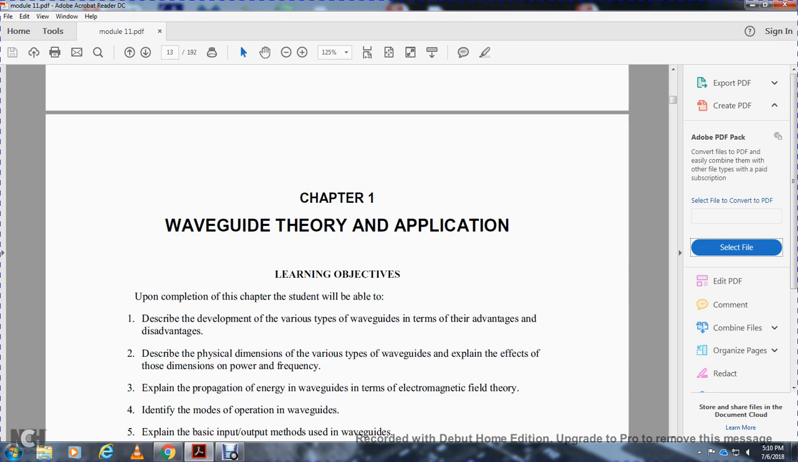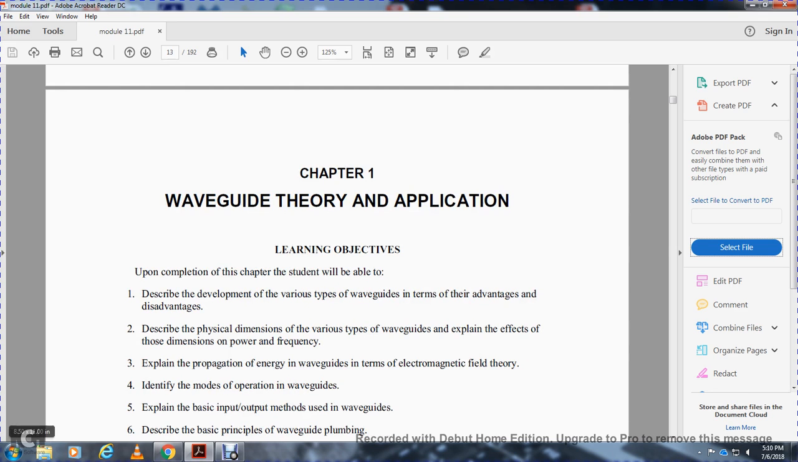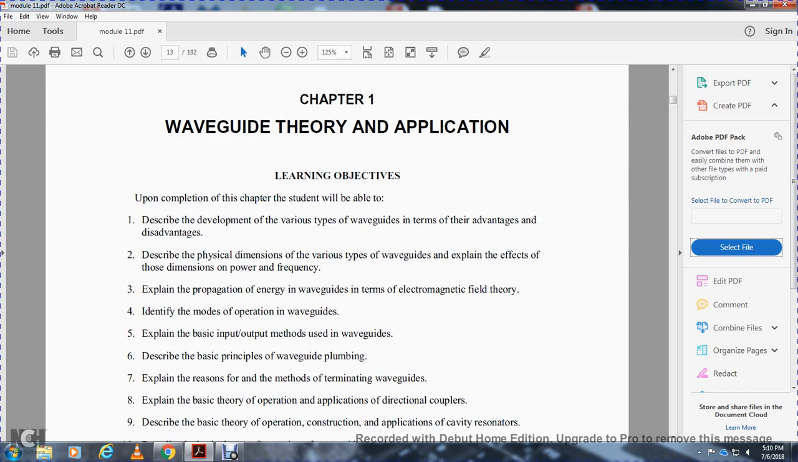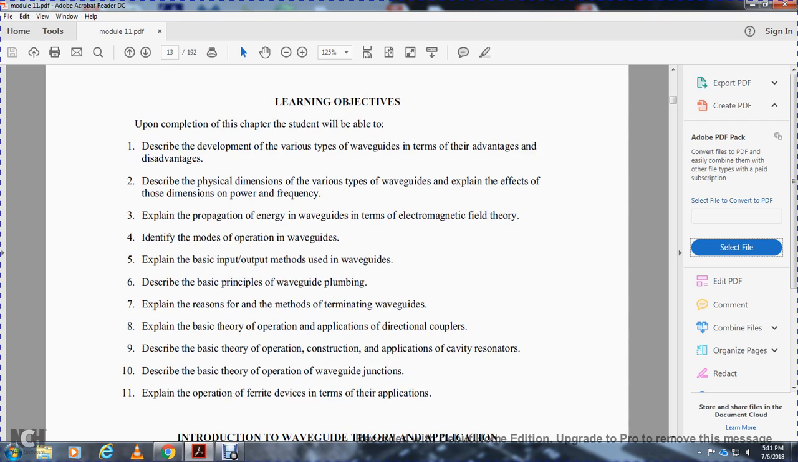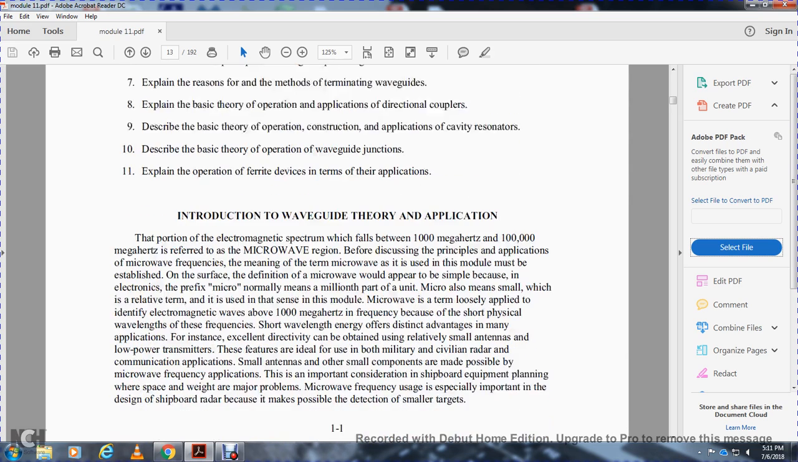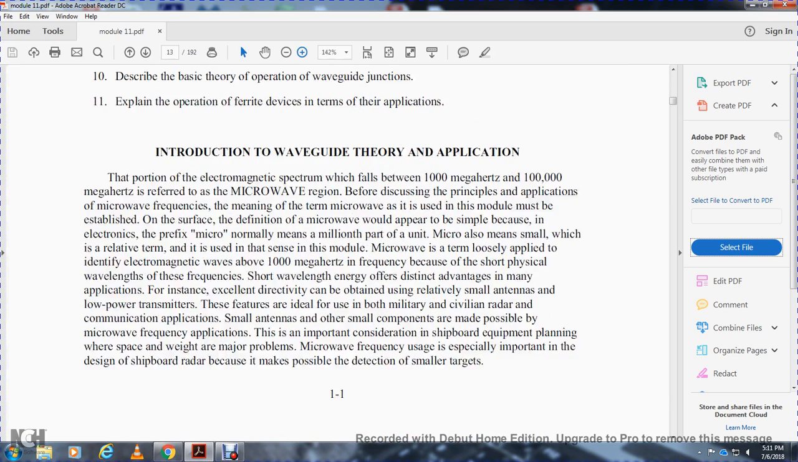Explain the propagation of energy in waveguides in terms of electromagnetic field theory, identify the modes of operation in waveguides, explain the basic input-output methods of using waveguides, describe the basic principles of waveguide plumbing, examine the reasons for the methods of terminating waveguides, explain the basic theory of operation and application of directional couplers, the basic theory of operation, construction, and application of cavity resonators, describe the basic theory of operation of waveguide junctions, and explain the operation of ferrite devices in terms of their application. Introduction to waveguide application theory.